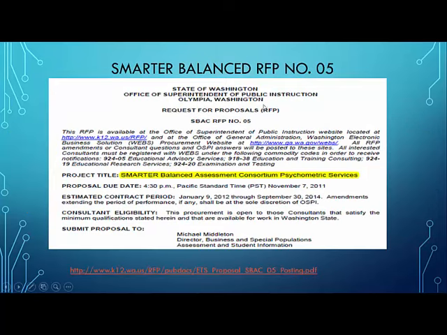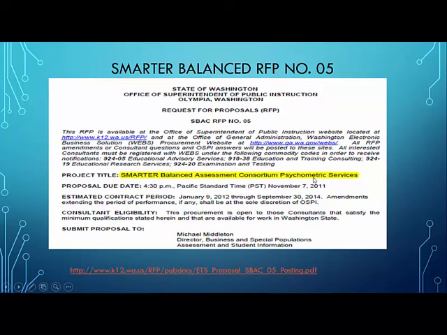Okay, this is a request for proposal, or an RFP, that was put out by the Superintendent of Public Instruction. And this is when they were developing the SBAC test. They put out a request for proposals for companies to bid on the psychometric services that would become part of the SBAC test. And we know that this was fulfilled. The contract was bid out, and there are psychometric elements in the SBAC.